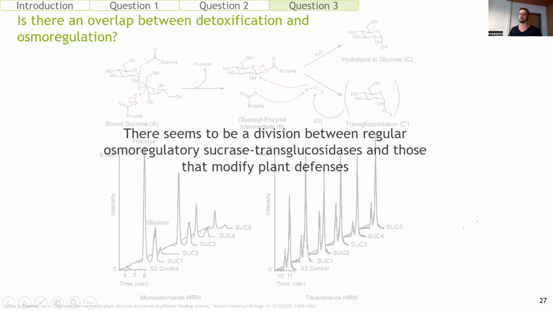So there seems to be this division between enzymes which modify sugars and enzymes which modify plant defenses. And to add to this, I've now characterized enzymes that do indeed form transglucosidation products of sugars, but they do not touch secondary metabolites, or any that I've tested thus far. So that was really nice to see as well, this division.